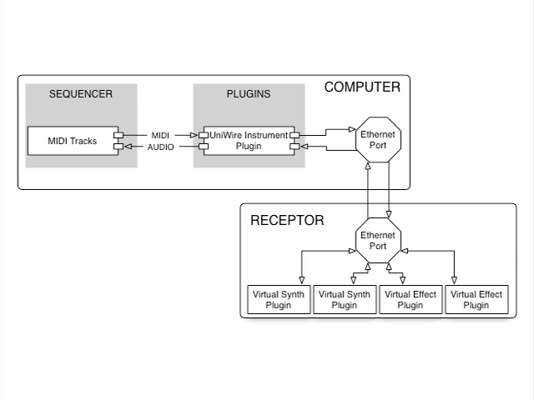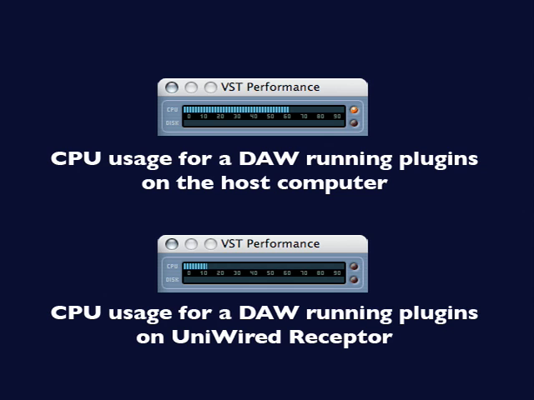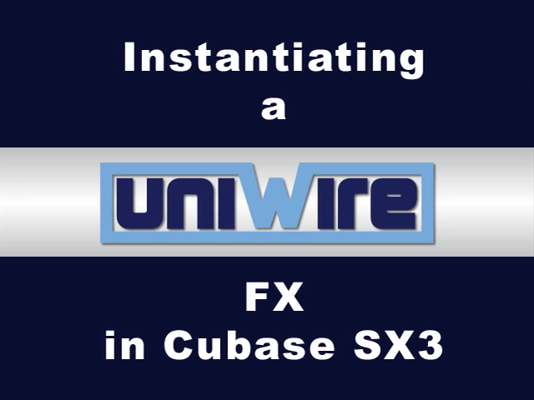And I've done all this without using a single audio or MIDI cable and without altering my sequencing workflow, since I now work with Receptor exactly like any other plugin that runs natively inside my computer. Except, of course, I have no CPU drain because Receptor is an external device. The UniWire effects plugin works similarly.